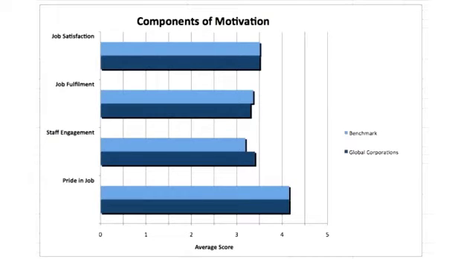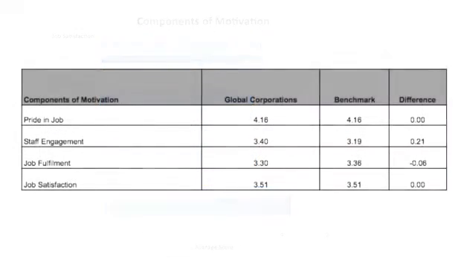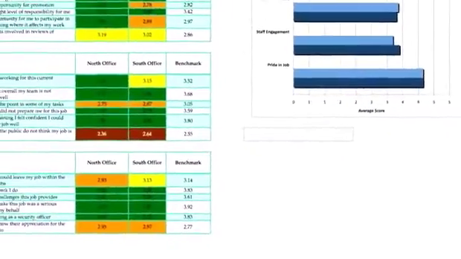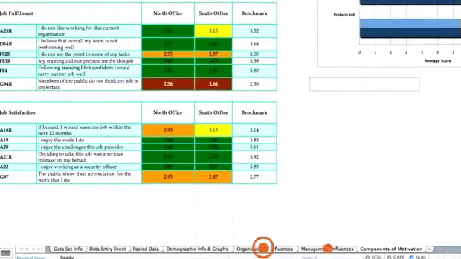Secondly, compare your organization's scores to the benchmark data. This will help you identify how well you are doing compared to other similar organizations, and to identify places you might look for examples of good practice. If your score differs from the benchmark by more than 0.2, this difference is likely to be statistically significant. You can check the difference in the table that accompanies the graph. To understand the causes of low components of motivation scores, you need to look more closely at item results in the Organizational Influences and Management Influences tabs.